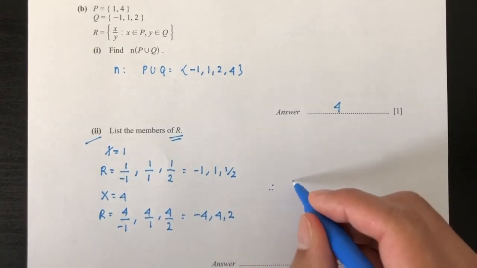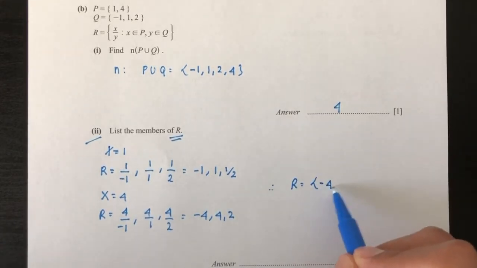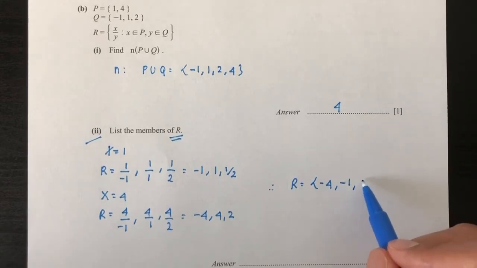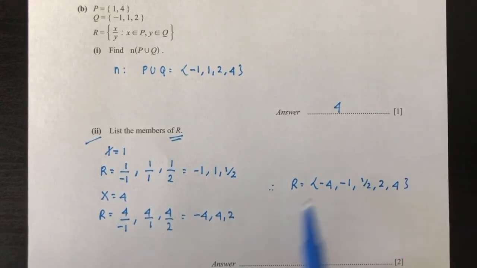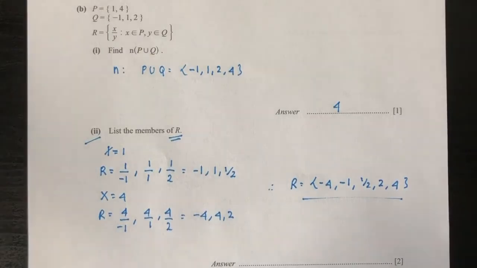So simplify, the set of R should be equal to minus 4, minus 1, we have half, 2, and 4. So we have all this for your members of R. That will be question 23.